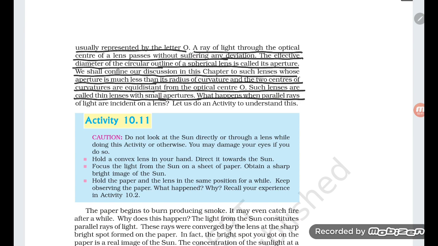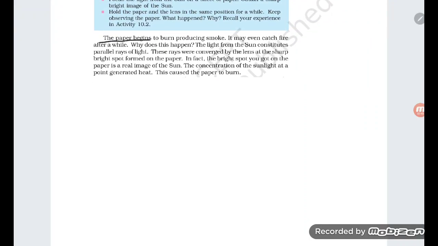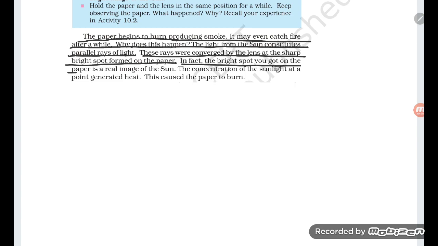What happens when parallel rays of light are incident on a lens? Let us do an activity to understand. The paper begins to burn, producing smoke. It may even catch fire after a while. Why does this happen? The light from the sun constitutes parallel rays of light. These rays were converged by the lens at a sharp bright spot formed on the paper. In fact, the bright spot you got on the paper is the real image of the sun. The concentration of the sunlight at the point generated heat. This caused the paper to burn.